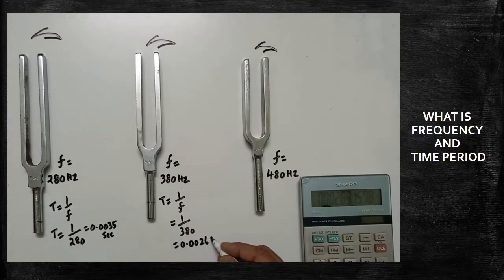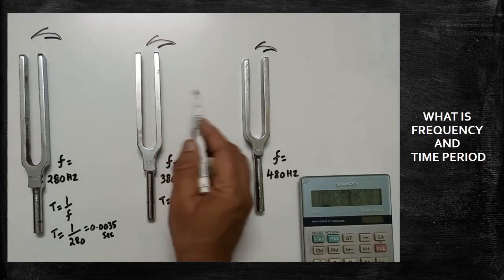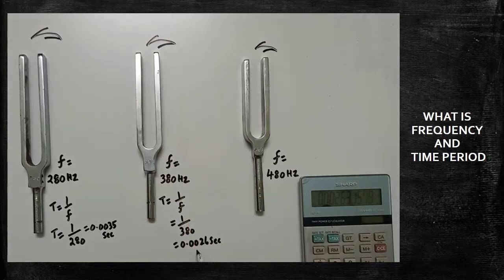0.0026 seconds. Are you clear? So here, in this case, the time taken to complete one vibration is how much? 0.0026 seconds. You just compare both. In the previous case, frequency is less, but time period is more. But in the second case, frequency is more, here time period is less. It shows that the time period and frequency both are inversely proportional to one another.